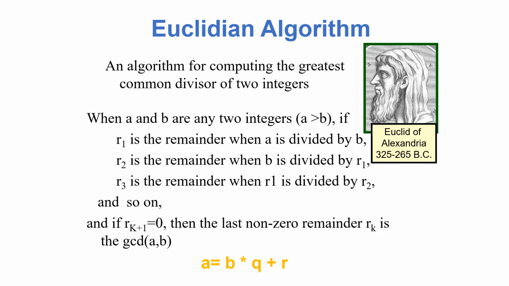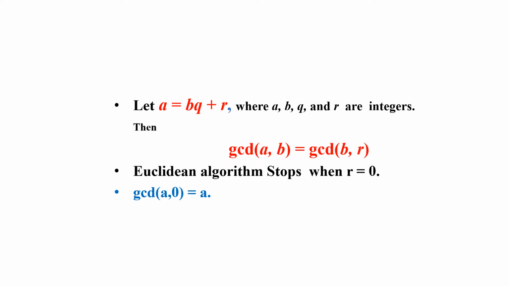We will see an example. So let a equal to bq plus r, where a and b are the dividend and divisor, q is the quotient and r is the remainder. So we can write each and every number in the format a equals bq plus r. So GCD of a, b should be equal to GCD of b, r. The Euclidean algorithm stops whenever we obtain a remainder equal to 0. The GCD of a and 0 is equal to a.